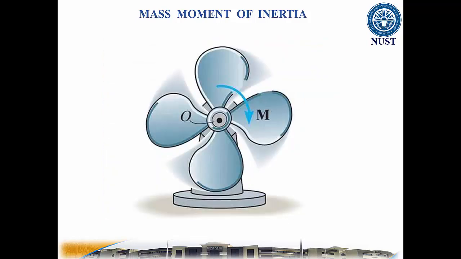If a torque is applied to a fan blade initially at rest, its angular speed of rotation begins to increase. Which properties of the fan blade do you think affect the angular acceleration the most? And how can we determine a value for this property?